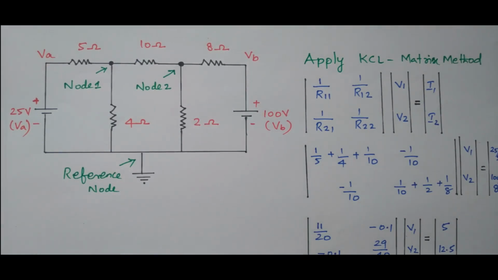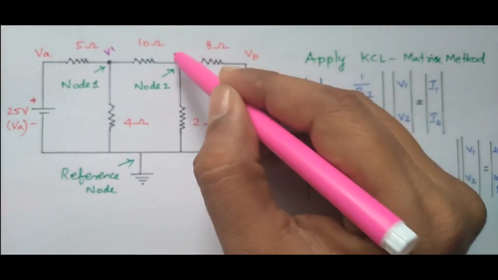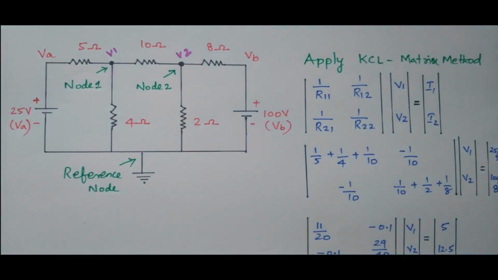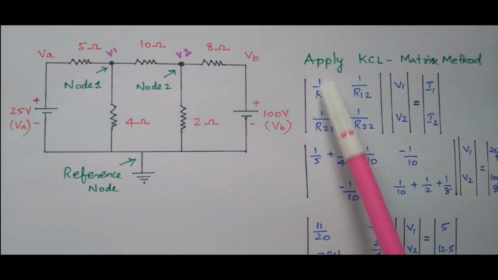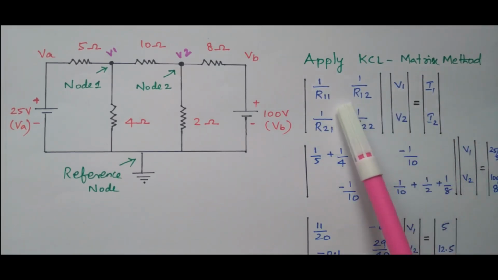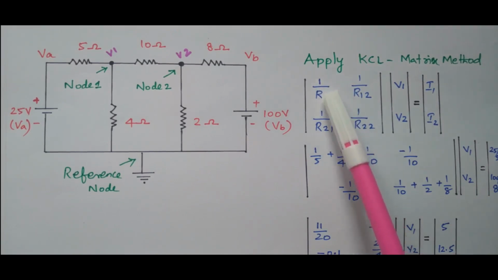What is the voltage at node 1? That is nothing but V1. Here is V2. So we have a reference node and 2 different nodes available. Our aim is to find the node voltages V1 and V2 by using the matrix method. How will you find this using the matrix method? By applying Kirchhoff's current law. I equal to V by R. So this is the current matrix. This is the voltage matrix. This is the resistance matrix, 1 divided by R, because I equal to V by R, so that it is 1 by R.